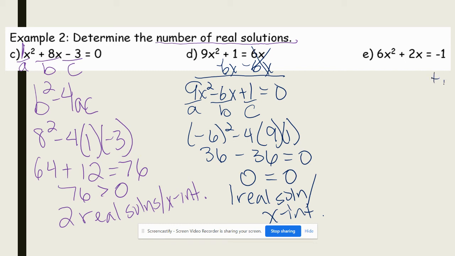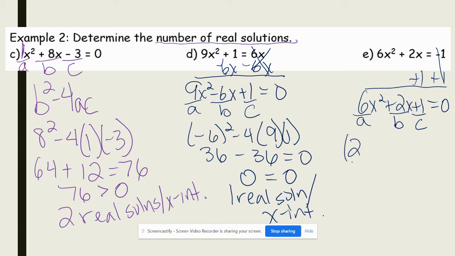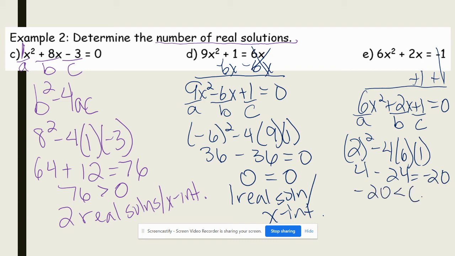Example E, we are adding 1 to the other side. 6x squared plus 2x plus 1 is equal to 0. We now have standard form, and it's equal to 0. A, B, C. 2 squared minus 4 times A times C. That's 4 minus 24, which is negative 20. Negative 20 is less than 0. That means there are no real solutions or x-intercepts.